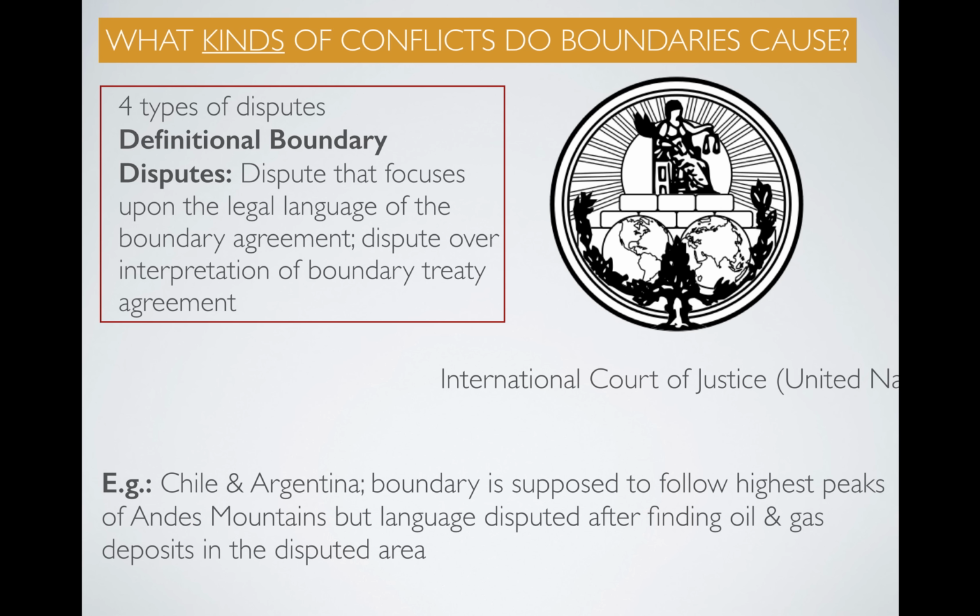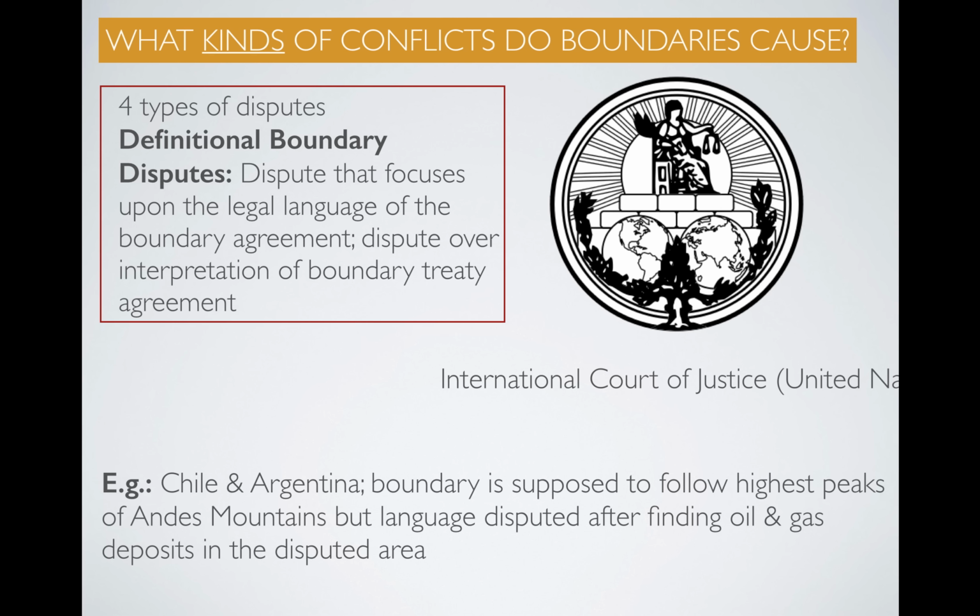There are four types of boundary conflicts. The first one we're going to study is definitional boundary disputes. Bold term on the left-hand side of your notes. So a definitional boundary dispute, I'm going to read the definition and then we're going to break that one down a little bit. It's a dispute that focuses upon the legal language of a boundary agreement.